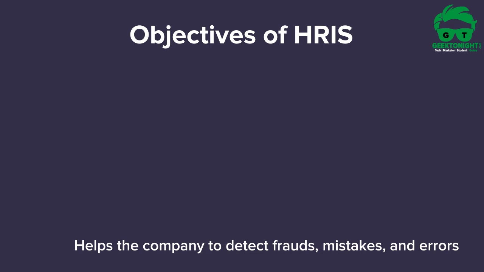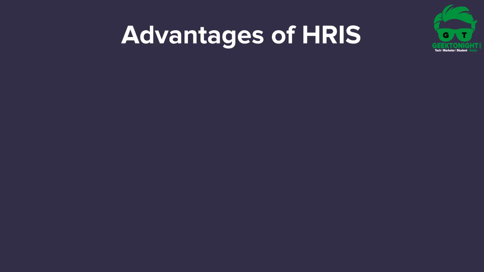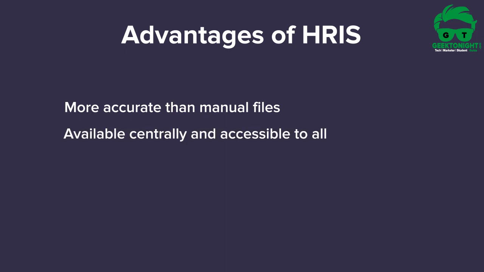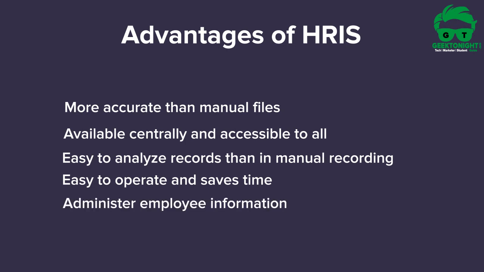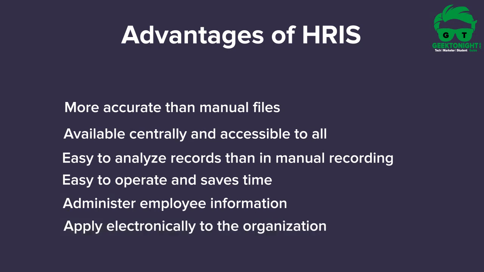After objectives of HRIS, we go to advantages of HRIS. HRIS is needed in the organization and it provides the advantages of HRIS in the following way. 1. More accurate than manual files. 2. Available centrally and accessible to all. 3. Easy to analyze records than in manual recording. 4. Easy to operate, saves time. 5. Administer employee information. 6. Apply electronically to the organization. And 7. Decision support system.